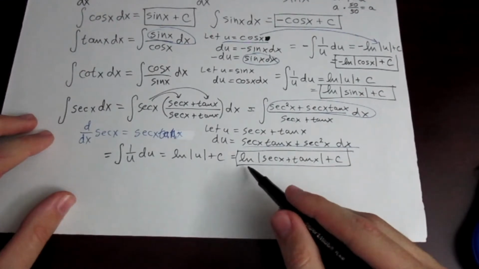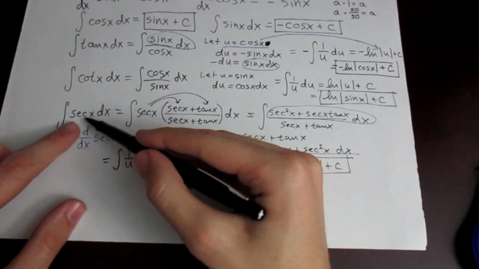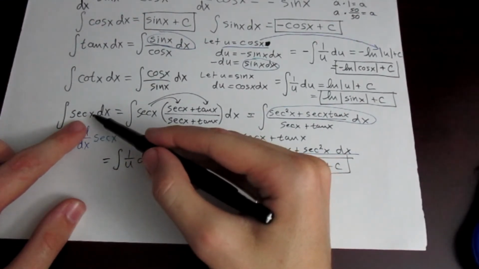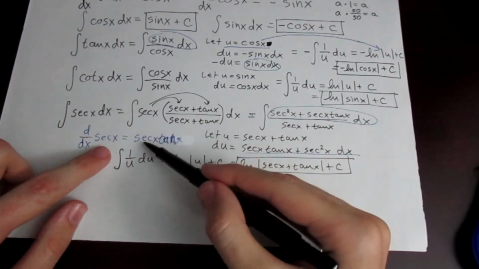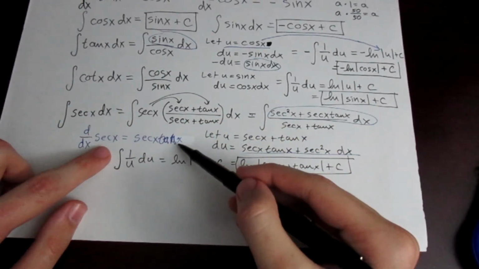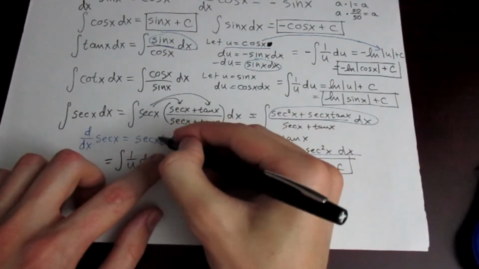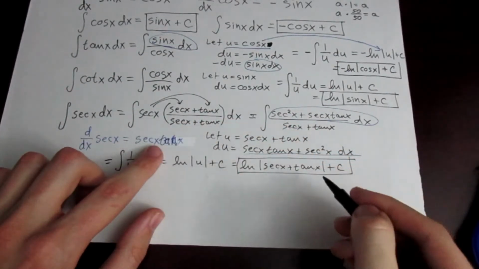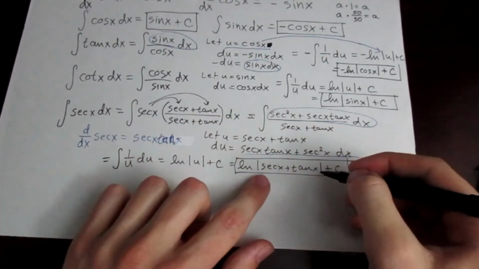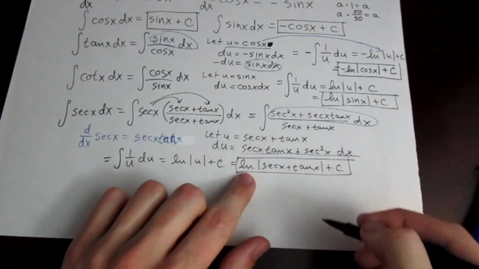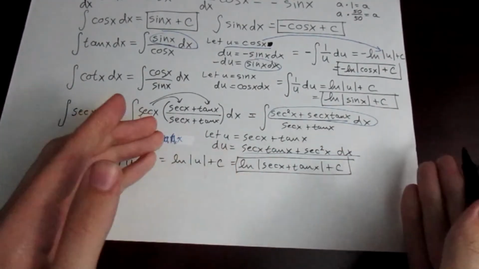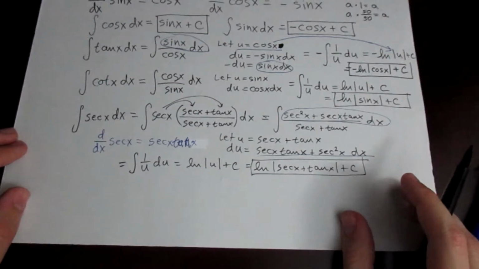What I want to say here is that if you are taking the integral of secant x, if you know that the derivative of secant x is secant x tan x, all you have to do is put a plus in between here, put absolute values around it, put a natural log in front of it, and plus c, and there you go. Okay, one more.